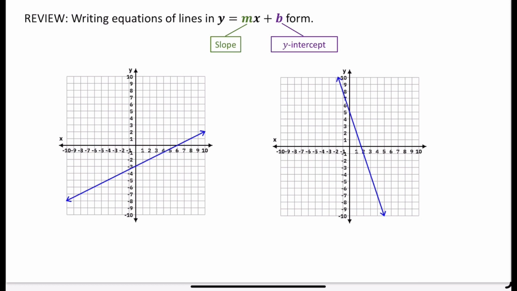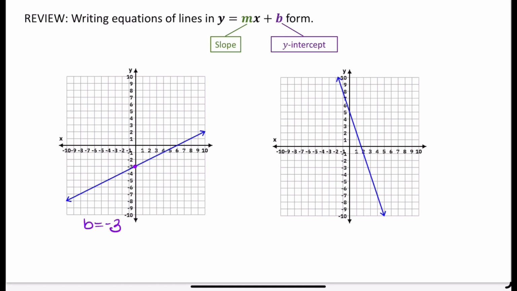So remember, what we're going to do is look at the graph of a line and first identify the y-intercept, which is where the graph crosses the y-axis. That y-intercept is going to tell us the value of b. So in this case, we can say that b = -3.